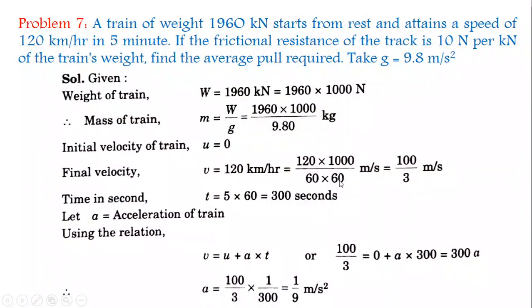We cancel the 0 and 0, and the 0 and 0. 1 6s are 6 and 2 6s are 12. Here 1 2 is 2, and 3 2s are 6. Now it is 100 divided by 3 meter per second. That means 33.333 meter per second.